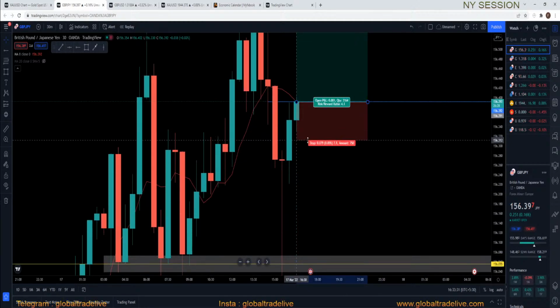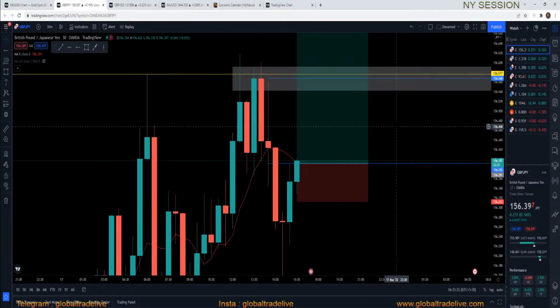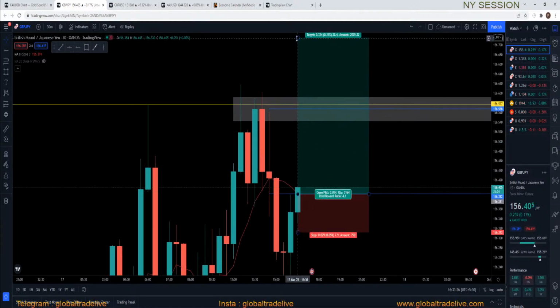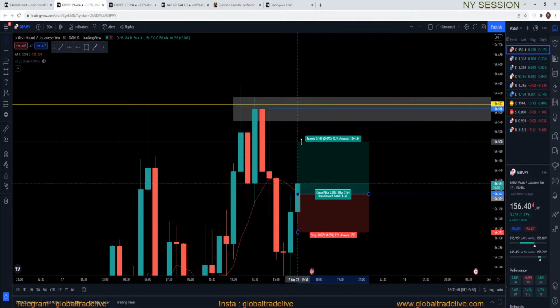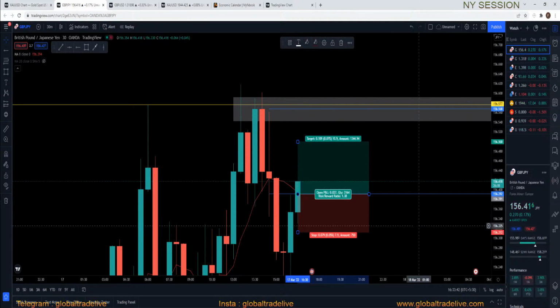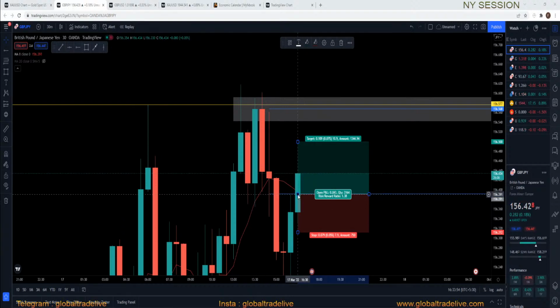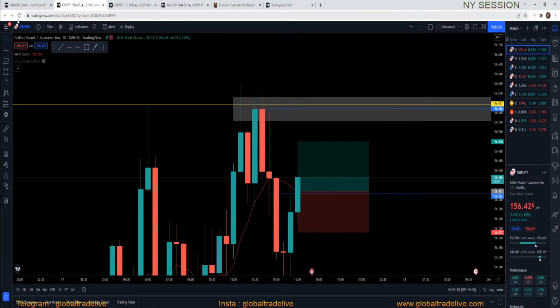Stops are at around 8 pips. The first TP target will be around 10 pips over here, and let's see. The exact entry point is 156.398. 398 is up over here. Running in 2.4 pips right now.